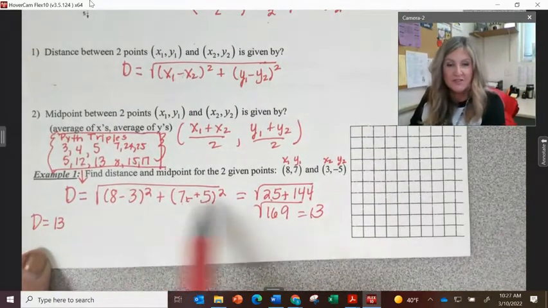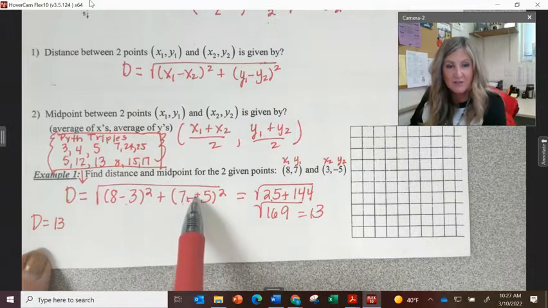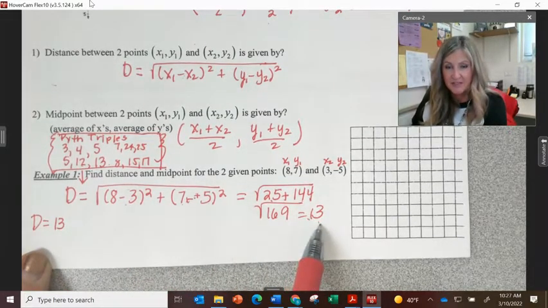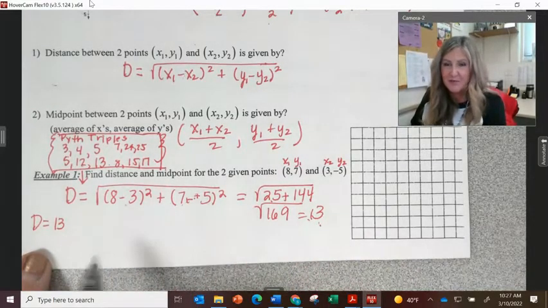So when you are using this distance formula and you get this 5, 12, then you automatically know that distance is going to be 13. If you know it, great. If not, then you can use the distance formula, or you can just use the Pythagorean theorem to find it.